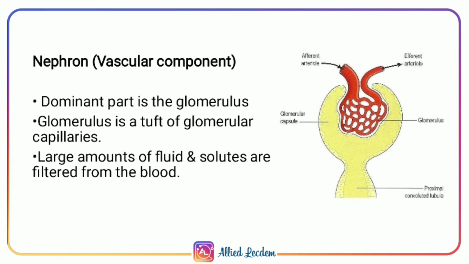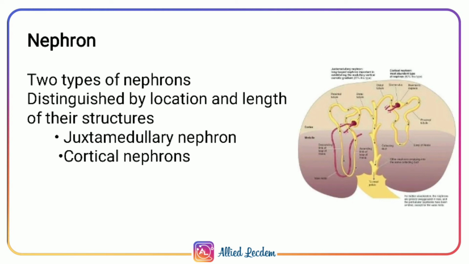Next is the vascular component of nephron. Vascular component is the dominant part of the glomerulus. Glomerulus is a tuft of glomerular capillaries, where a large amount of fluid and solutes are filtered from the blood. There are two types of nephron. The two types of nephron are distinguished by location and length of the structure. They are juxtamedullary nephron and cortical nephron.